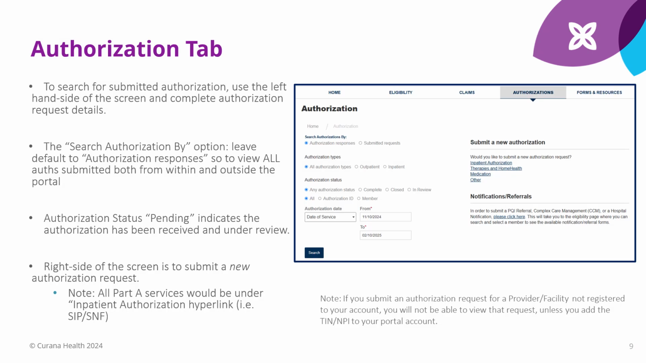Next, we will navigate to the Authorization tab. Here, the user will be presented with 2 different sides of the screen. To search for a submitted authorization request, the user will use the left-hand side of the screen and complete all required authorization request details. We do suggest to leave all options as is. This will ensure the provider sees all authorizations submitted from within and outside the portal.